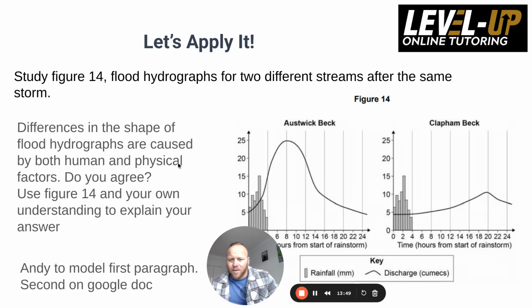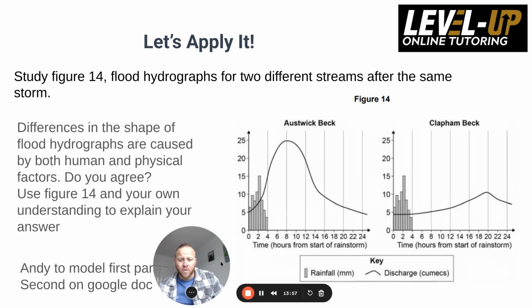So absolutely, the differences in the flood hydrographs are caused by both human and physical factors. So I would be doing a paragraph on human factors first of all, because that's what it says there. So I would say, yes, I do agree that the change or the shape or differences in the shape of flood hydrographs are caused by both human and physical factors. I agree to great extent, you might say, which means you really agree. And then I would say an example of a human factor would be urbanization.